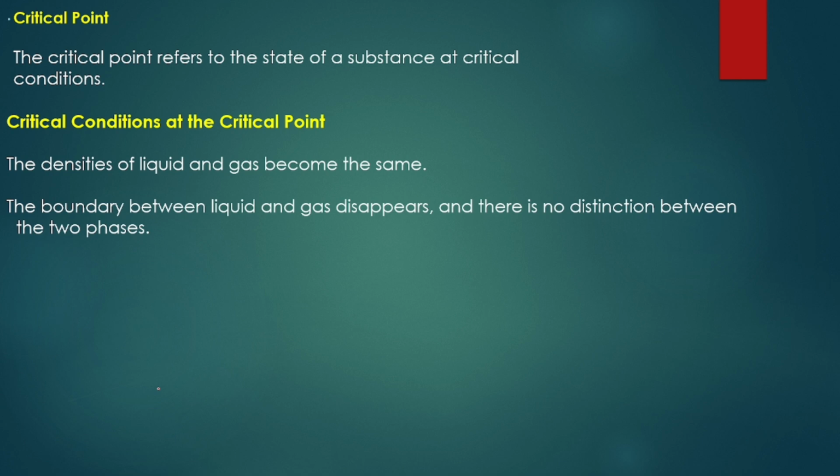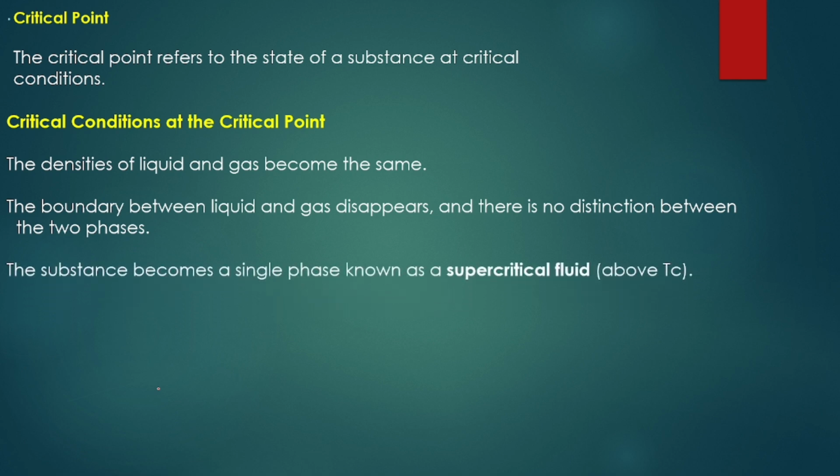That's the reason at this point both phases can exist equally. The substance becomes a single phase, known as a supercritical fluid. Exactly above Tc, at the critical point, the substance is present as a supercritical fluid.